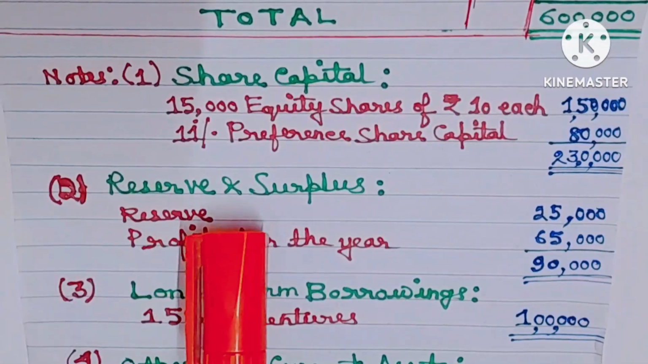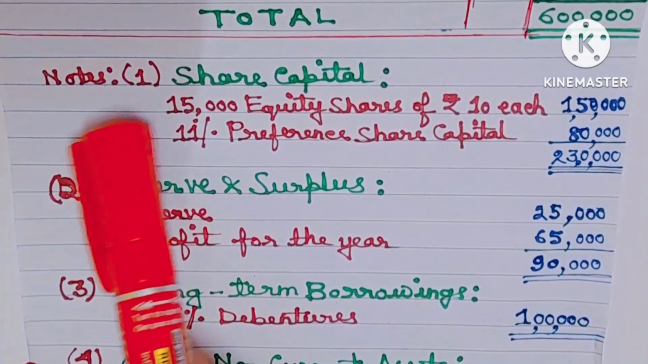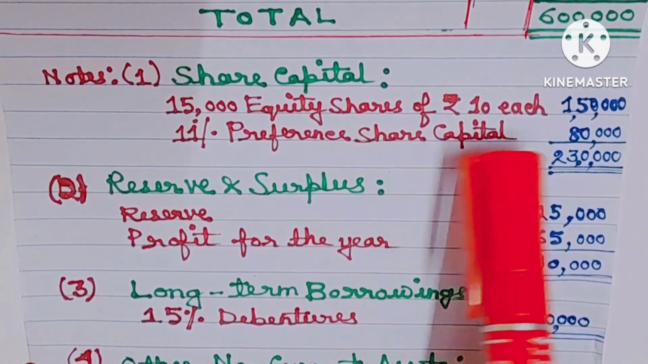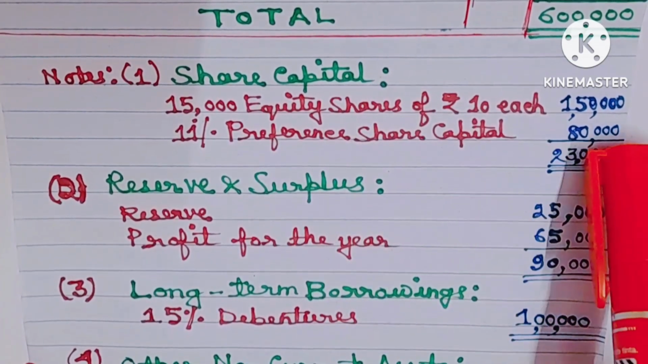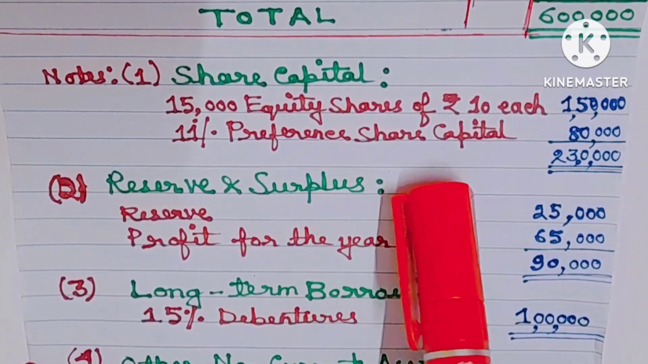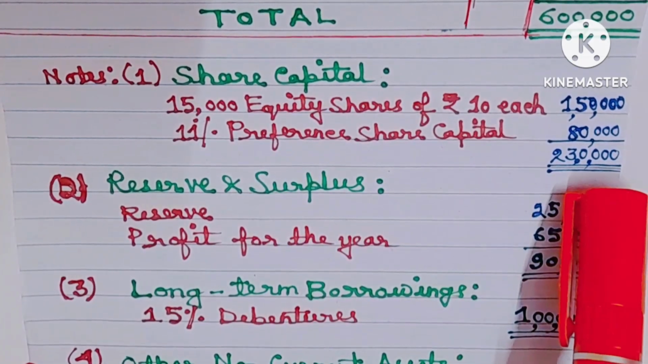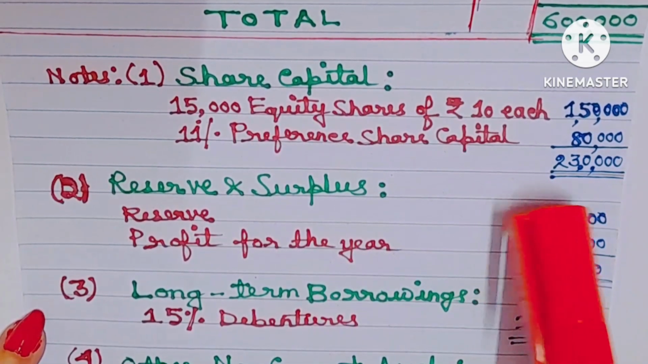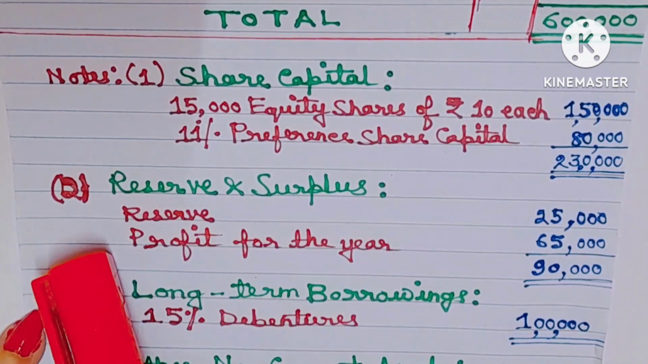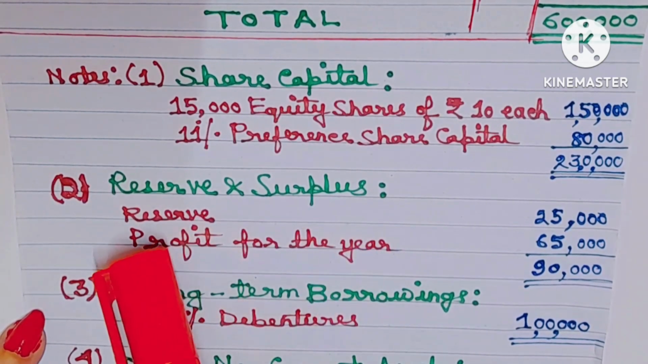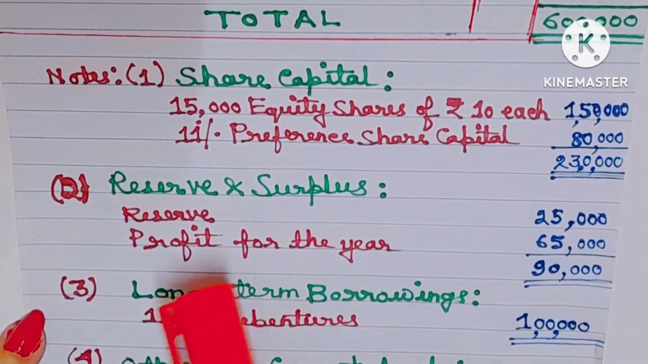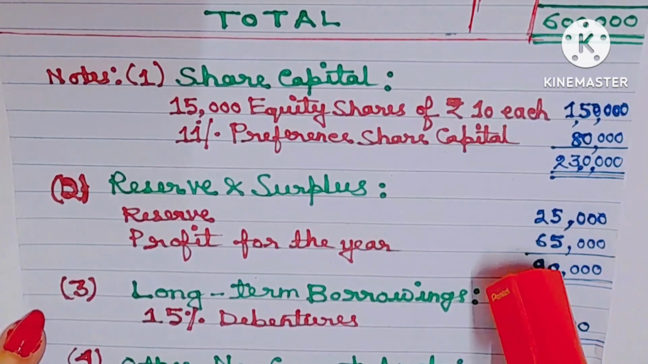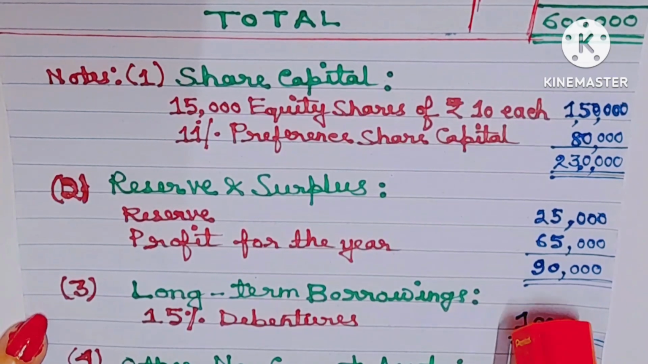Okay. Now let's see the notes. Notes. 1. Share capital 15,000 equity shares of rupees 10 each is equal to 1,50,000. 11% preference share capital is equal to 80,000. The total is 1,50,000 plus 80,000 is equal to 2,30,000. Note number 2. Reserve and surplus. Reserve is equal to 25,000. Profit for the year is 65,000. If we add this, 25,000 plus 65,000, we'll get the total 90,000.